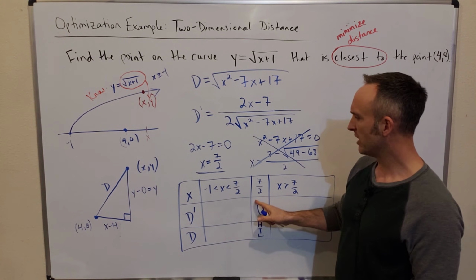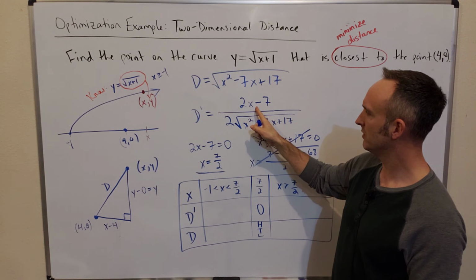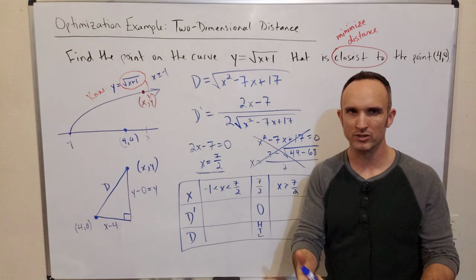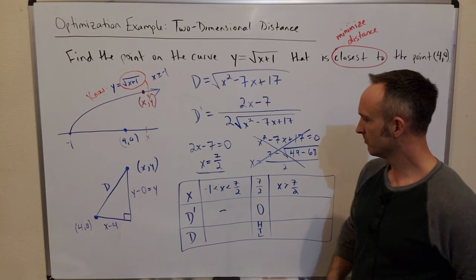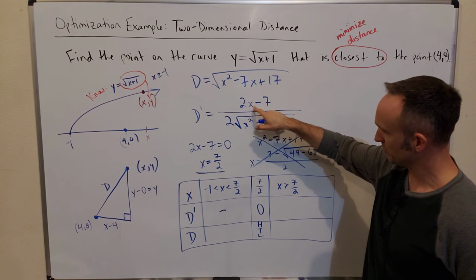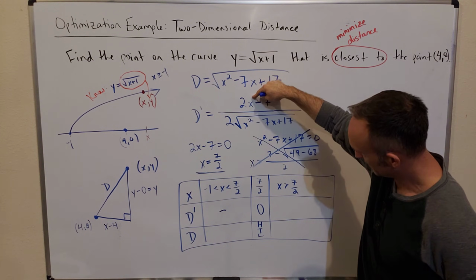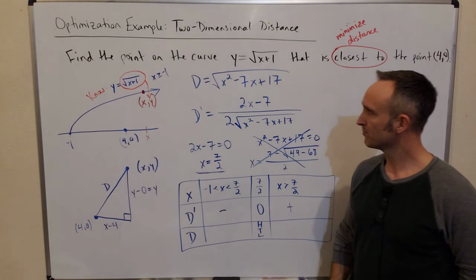Now if I look at x values to the left of 7/2 and plug them in here, that's going to be negative, and 2 times the square root is always positive. So negative divided by positive is negative. On the opposite side, if I look at numbers bigger than 7/2 and plug those in, I'll get positive on top over positive on bottom, which is positive.